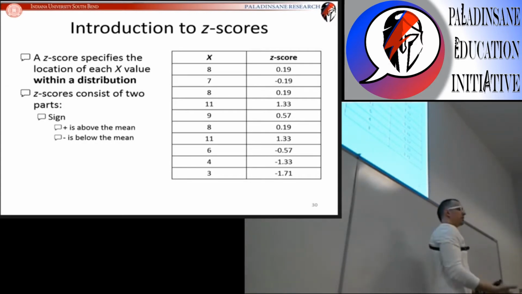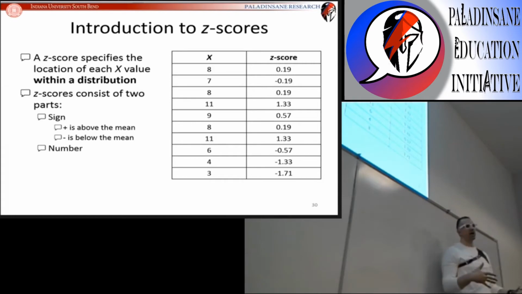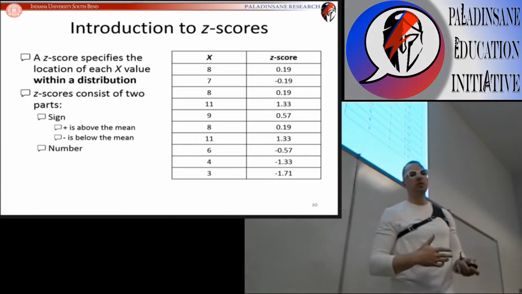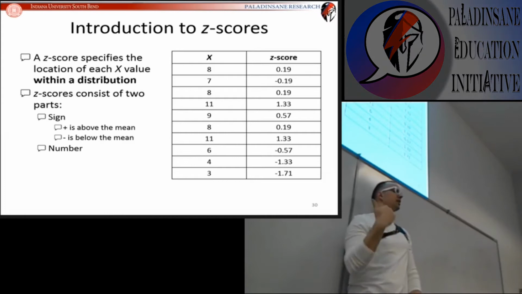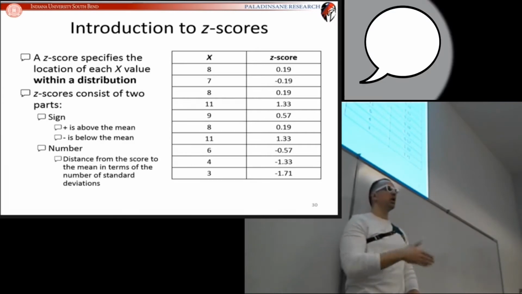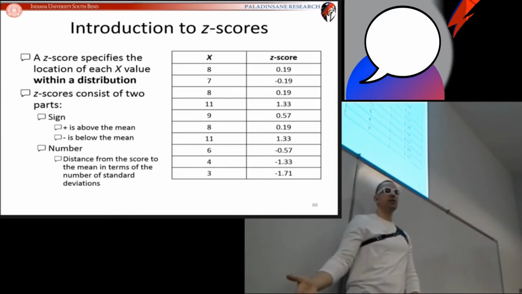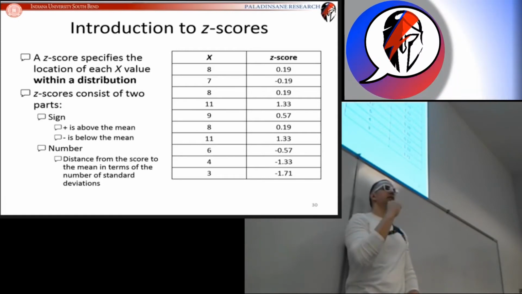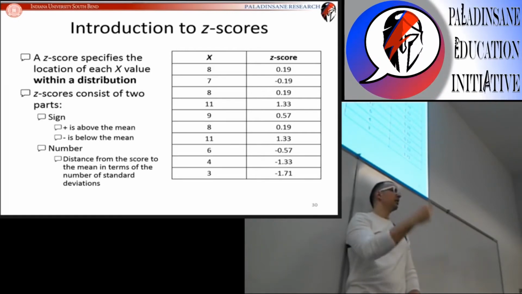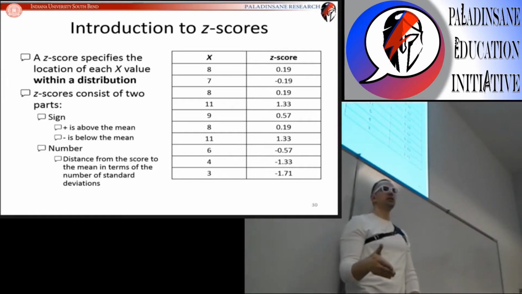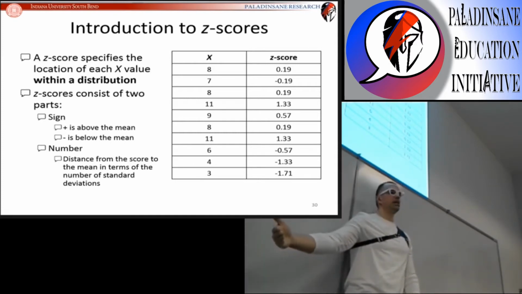And then the other part of the z-score is the actual number. So you have the sign, which lets you know if it's above the mean or below the mean. And then you have the number, and the number tells you how far away your z-score is from the mean in terms of standard deviation steps. So because the standard deviation is 1, if your z-score is positive 1, you are above the mean by 1 standard deviation. If your z-score is positive 2, you are above the mean by 2 standard deviations.